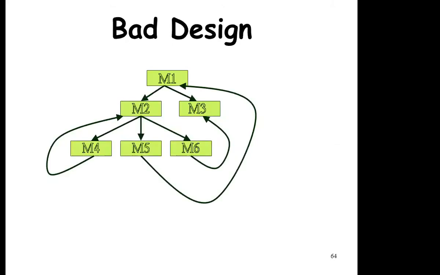So this is the bad design where the lower level module is invoking the higher level module. See, M4 is invoking M2, M5 is invoking M1, M6 is invoking higher level M3. So it is not allowed here. So this is the bad design.